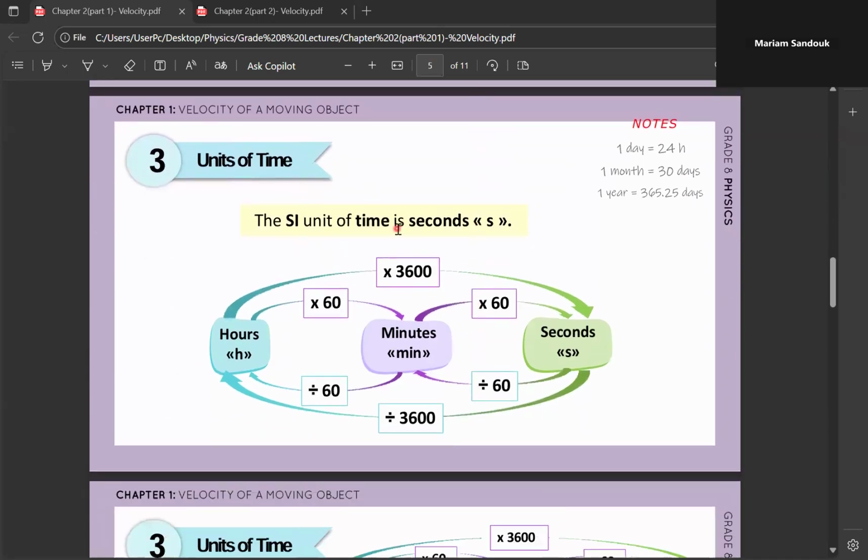Now, what's the SI unit of time? The SI unit of time is the second, s. We have some conversions we must study, and it's very easy. We have hours, minutes, and seconds. From hours to minutes, I multiply by 60. From minutes to seconds, I multiply by 60. From seconds to minutes, I divide by 60. From minutes to hours, I divide by 60. If I want to go directly from hours to seconds, I multiply by 3,600, and from seconds to hours, I divide by 3,600. You must know that 1 day is 24 hours, 1 month is 30 days, and 1 year is 365 days.